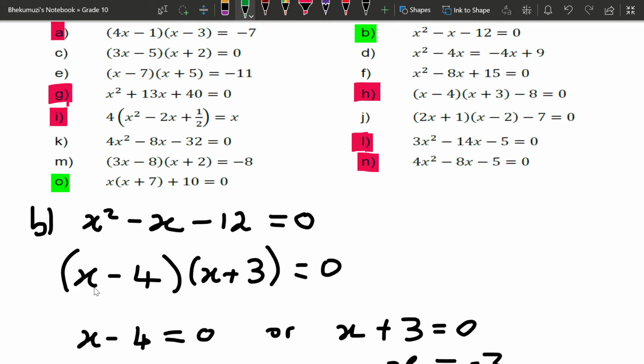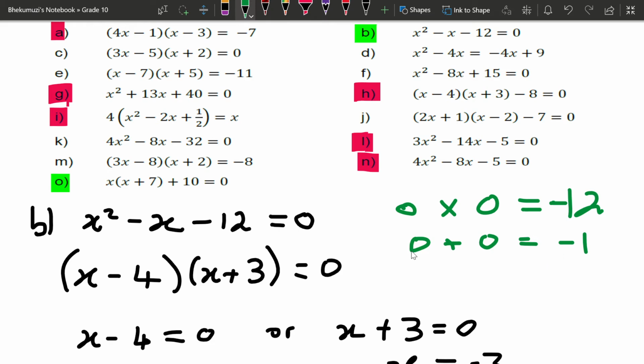Now I have x minus 4, x plus 3, right, as the factors, because when you think of it, what are the two numbers that I can multiply together to give me 12, but that I can also add together to give me minus 1, right? Now you can also think of it as minus 12. So what are the two numbers that I can multiply together to give me minus 12 and give me minus 1, right?